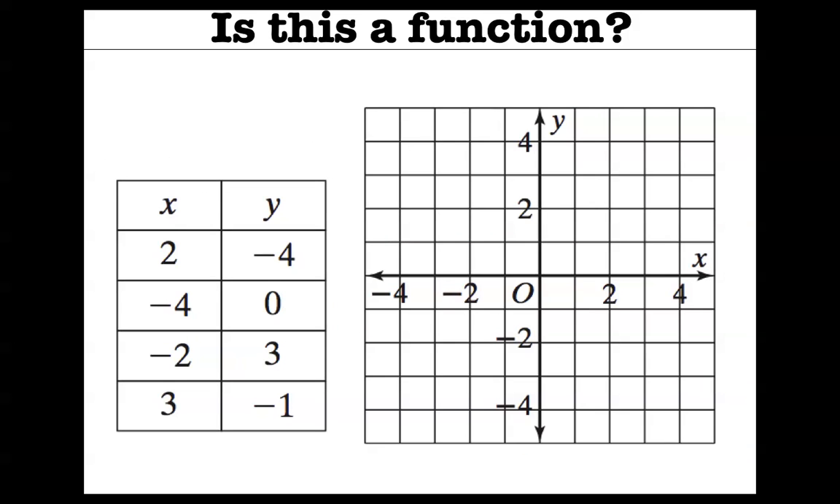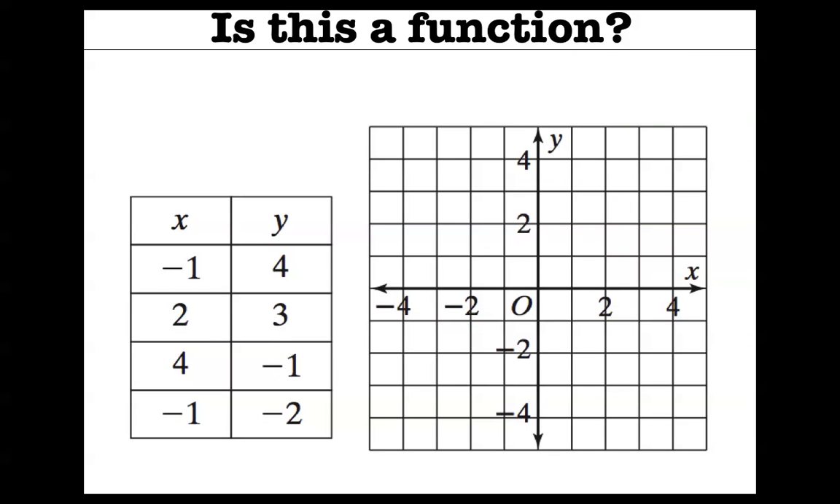Okay, how about this one? We have a table. Let's look at the table and see that there's 4 different inputs and 4 different outputs. And then let's graph them. 2, -4, -4, 0, -2, 3, 3, -1. So is this a function? Yes, because each input gave you a different output, and each input only had one output. Is this linear? No, but is it a function? Yes.